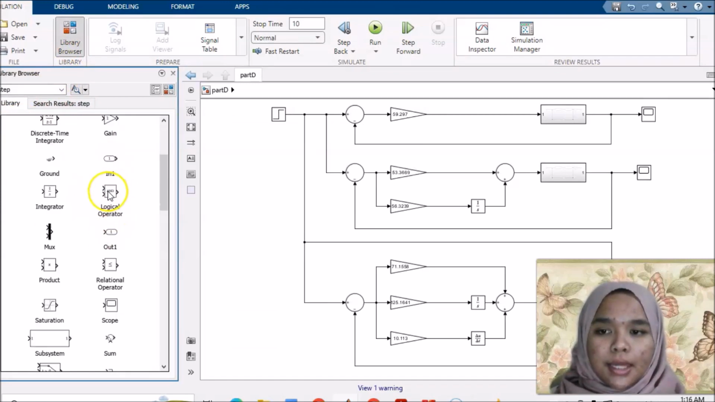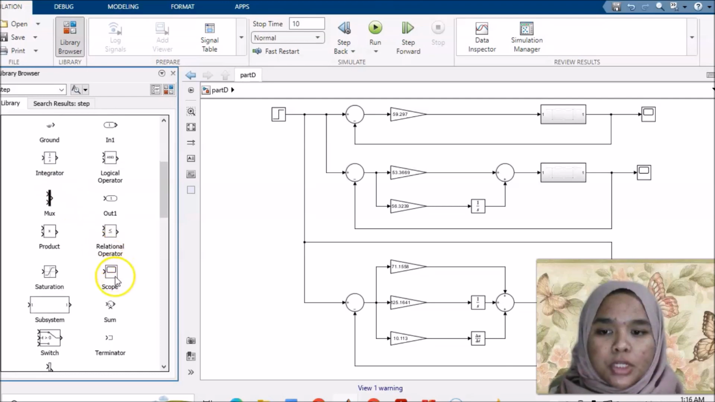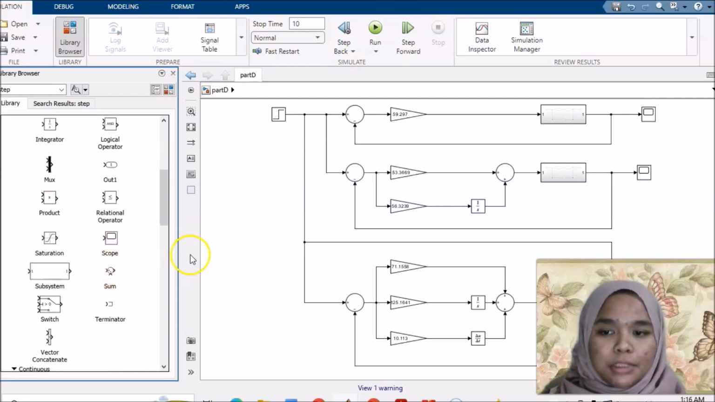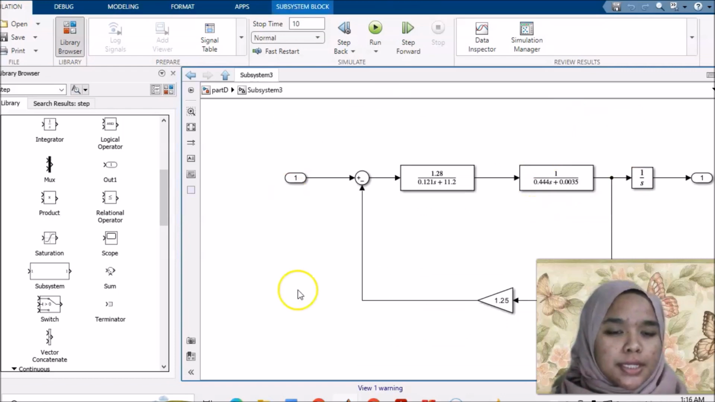So we can insert gain, integrator and also scope. This one is the summing junction. So these are the components that we use for Simulink. We will also use a subsystem. This subsystem is obtained from the mathematical modeling and also the transfer function that we have obtained before.